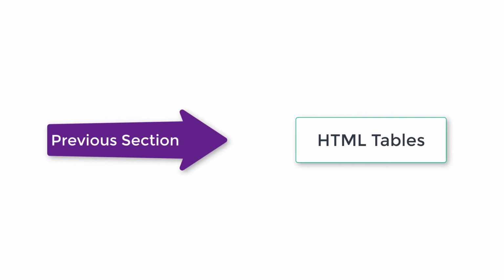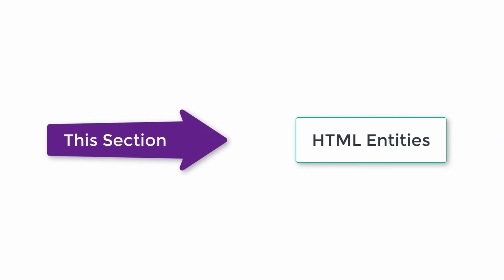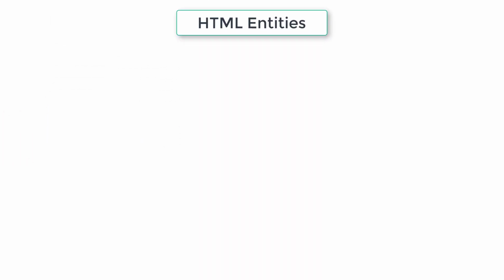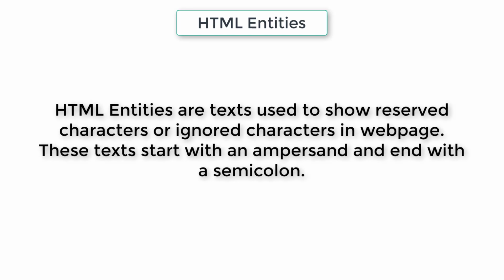In the previous section, we have completed how to create HTML tables. In this section, we are going to learn about HTML entities. HTML entities are texts used to show reserved characters or ignored characters in web page. This text starts with an ampersand and ends with a semicolon. If this definition doesn't make any sense, do not worry at all. You will understand everything after completing this lesson.